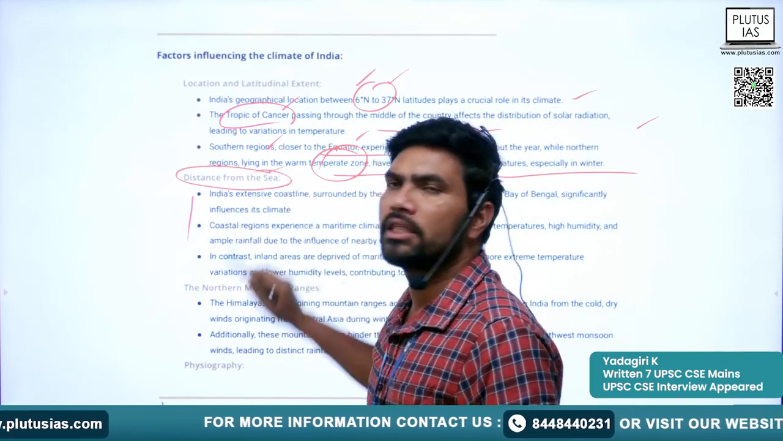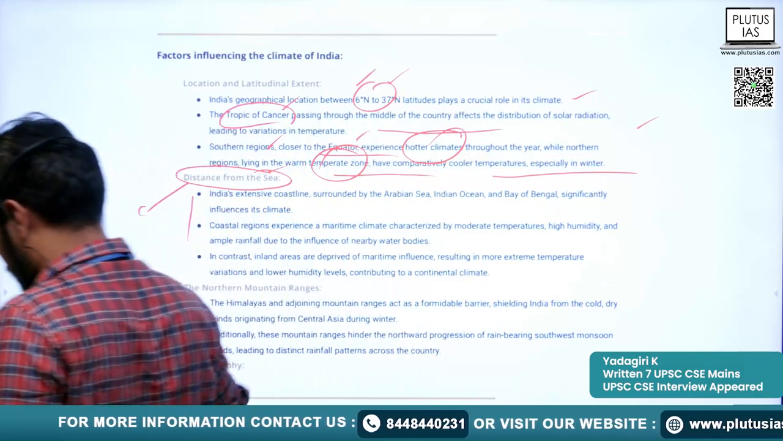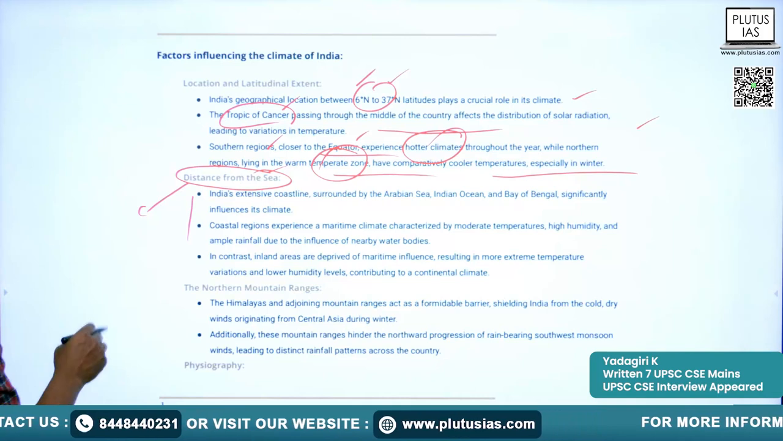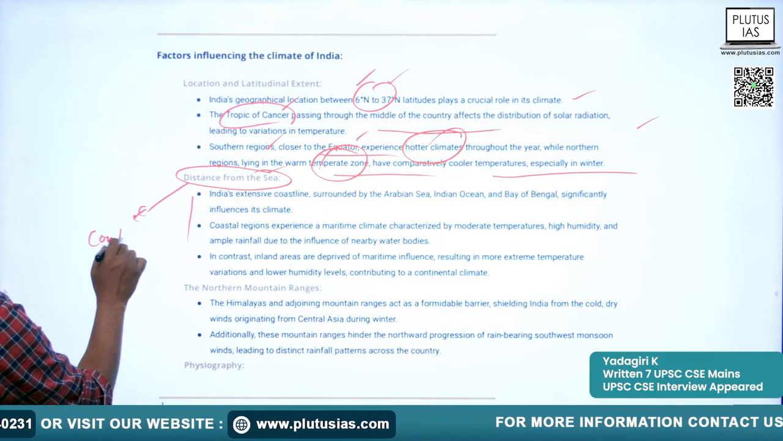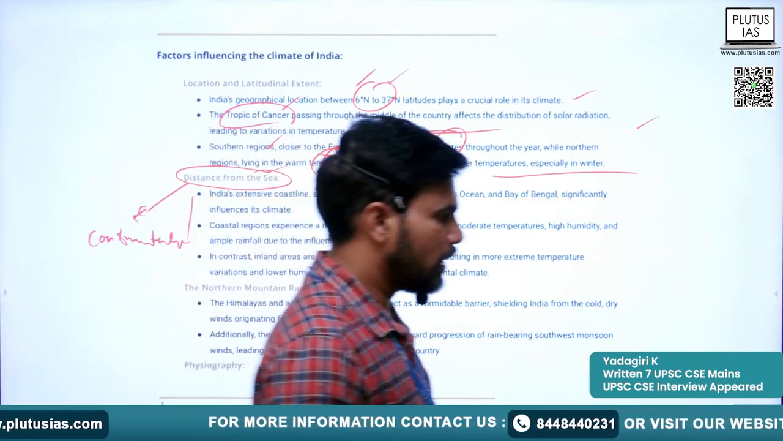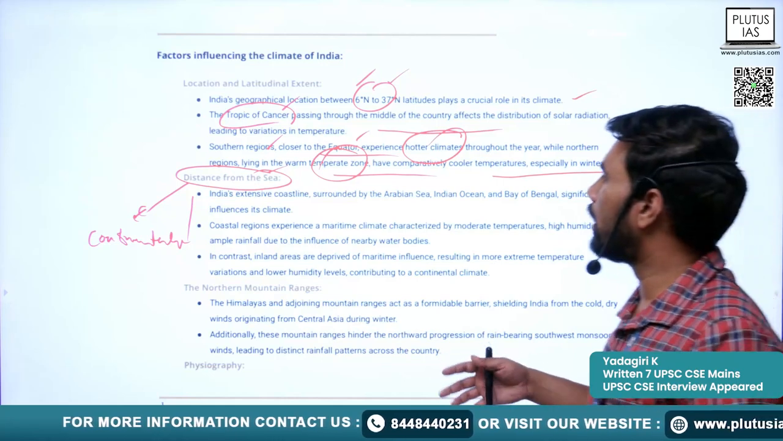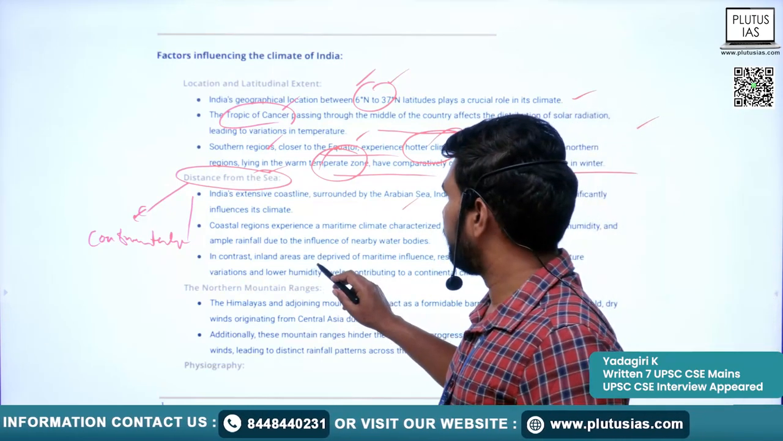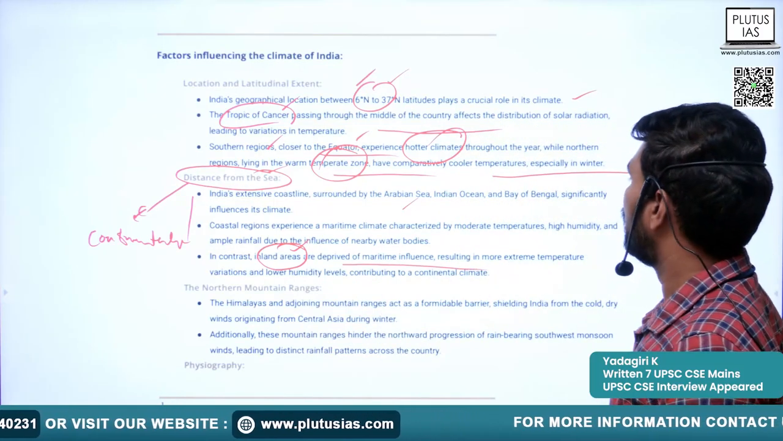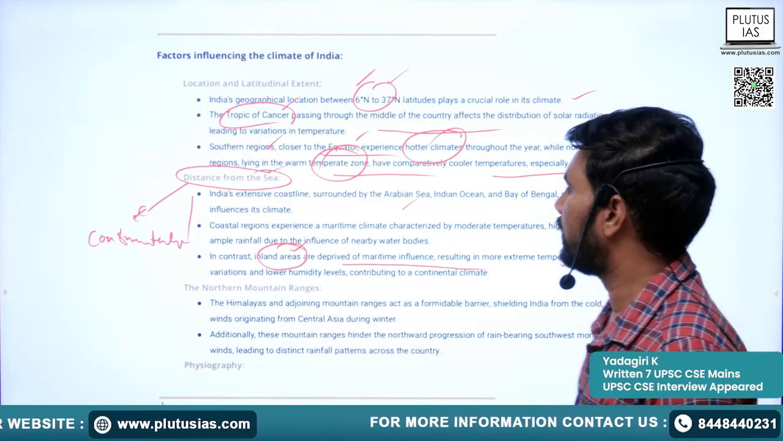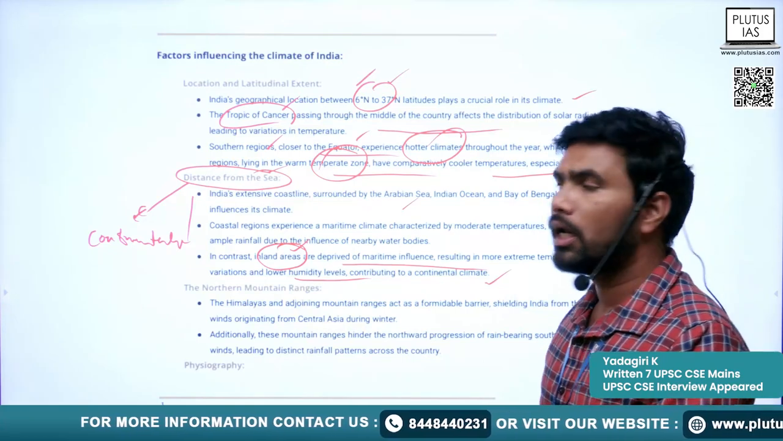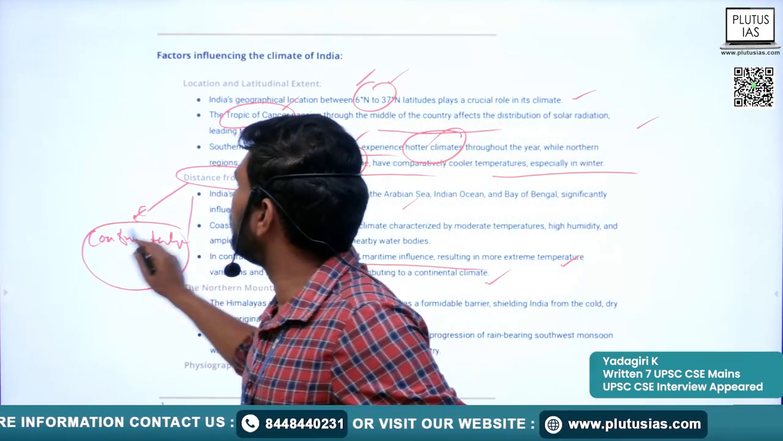Another factor is distance from the sea. Just now we have seen continentality. The regions where the distance from the sea is longer, the inland areas or hinterland areas, are deprived of marine influence, resulting in more extreme temperature variations and lower humidity levels, contributing to the continental climate. We call this feature continentality.